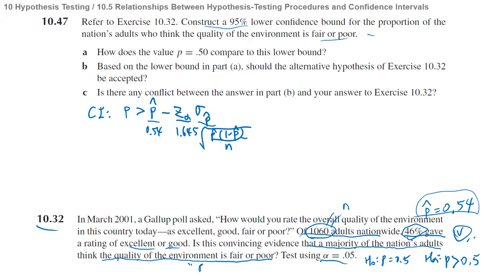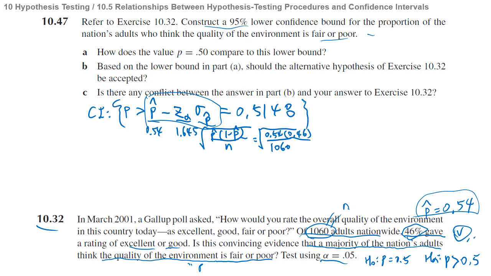And so if you plug in n equals 1060, P hat is 0.54 and 1 minus P hat is 0.46, and you calculate this number, you will get 0.5148. So this is our confidence interval.